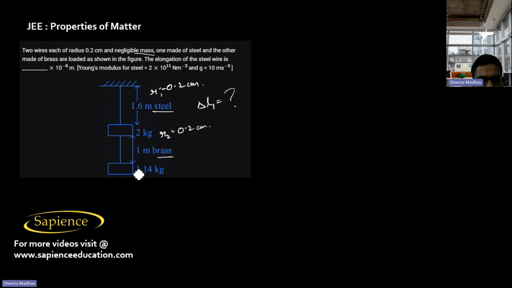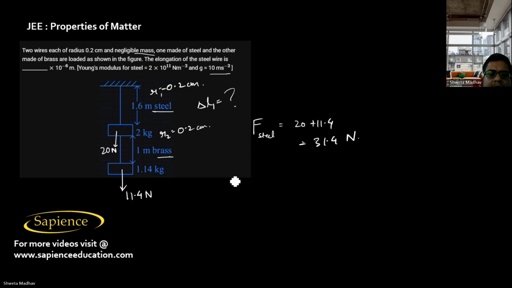So now here this is mg, g is 10, so I can say this is 11.4 Newton. Here this mass is 20 Newton. So on the steel wire, the net force on the steel wire is 20 plus 11.4, that is 31.4 newtons.